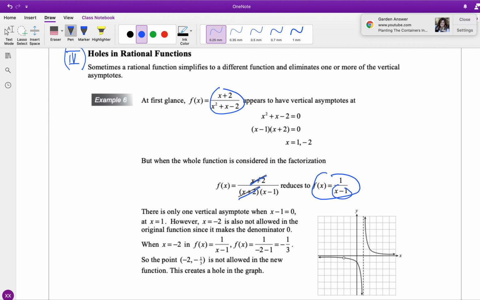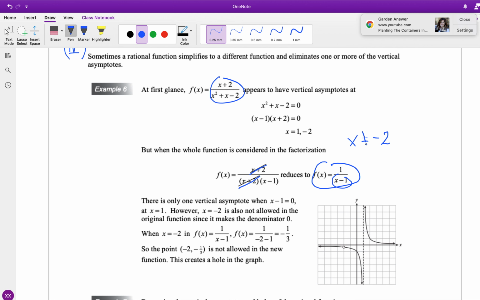But it seems that our other asymptote, which is x equals negative 2, does not exist anymore because it canceled out. Nevertheless, x cannot be negative 2 because if x becomes negative 2, you don't have a function here. Therefore, you don't have a vertical asymptote, but at this point here, negative 2, you have no x value, you have no y value. So a hole is created.